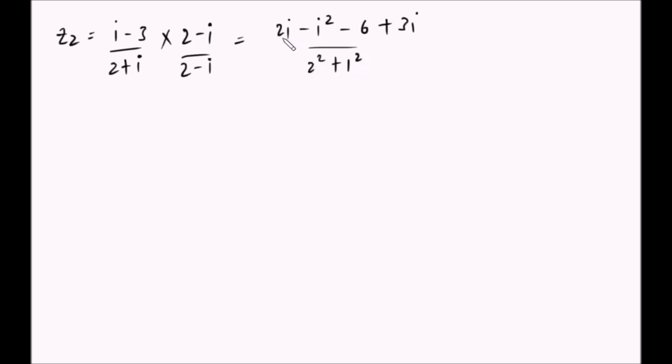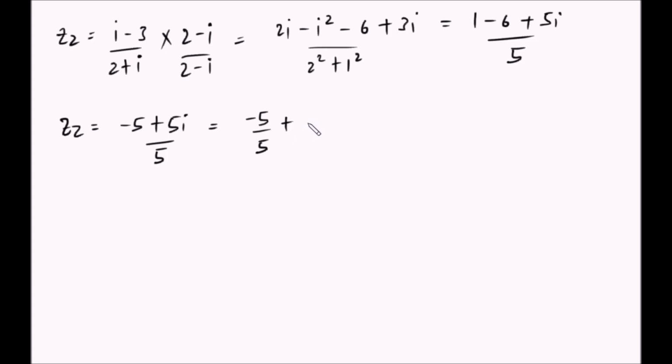So here we have 2i plus 3i is 5i. i squared is negative 1, so it's 1 minus 6 plus 5i. 2 squared is 4, 1 squared is 1, 4 plus 1 is 5. This is what we have now in the denominator. So our z2 is 1 minus 6, which is negative 5, plus 5i, all of this over 5, which is the same as negative 5 over 5 plus 5i over 5. So this is just equal to negative 1 plus i.